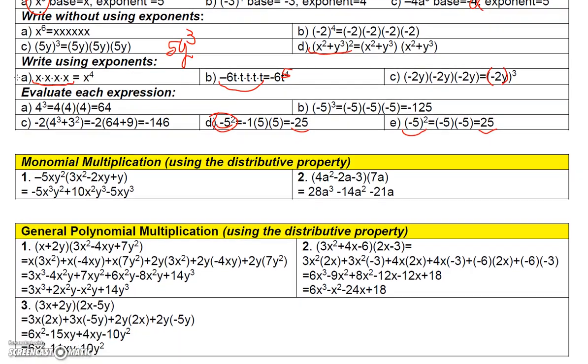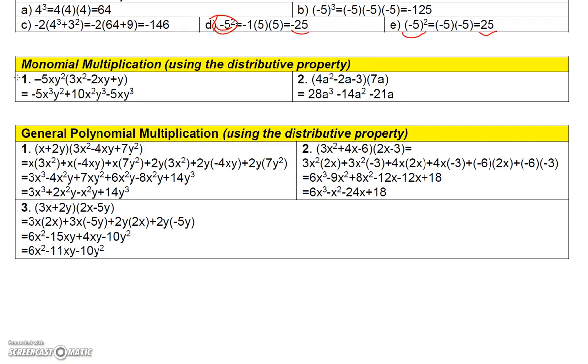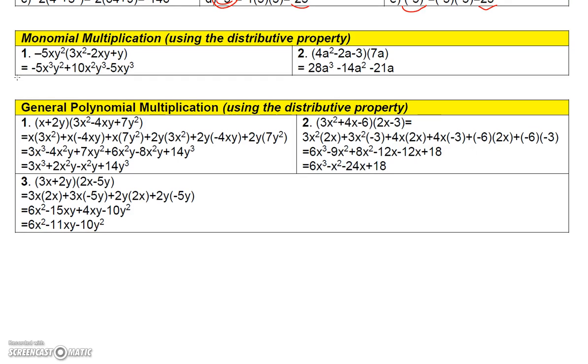Now, this next example is actually going to lead us into the FOIL method that we'll use for multiplying two binomials together. But let me just show you here. We have 3x plus 2y times 2x minus 5y. Well, if we do it the same way I did these, I would take the 3x times the 2x, which I did here, then the 3x times the minus 5y, which I did there. And then I'll move to the 2y and multiply it by both terms. So take the 2y times the 2x here, and then the 2y times the minus 5y here.